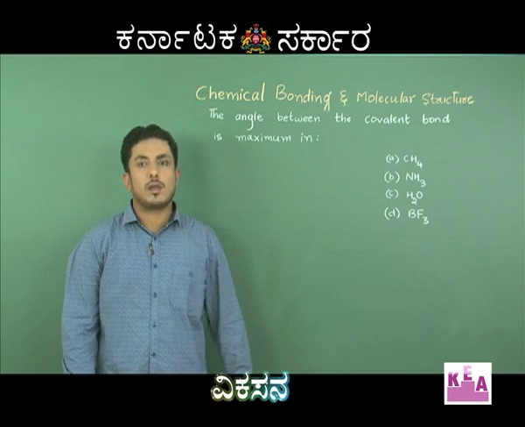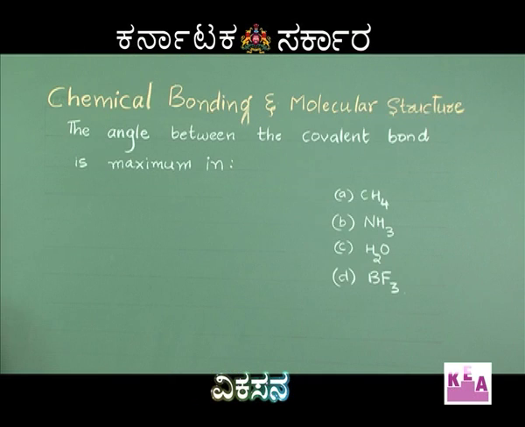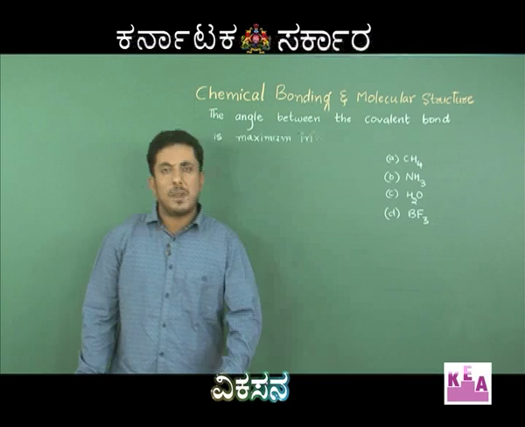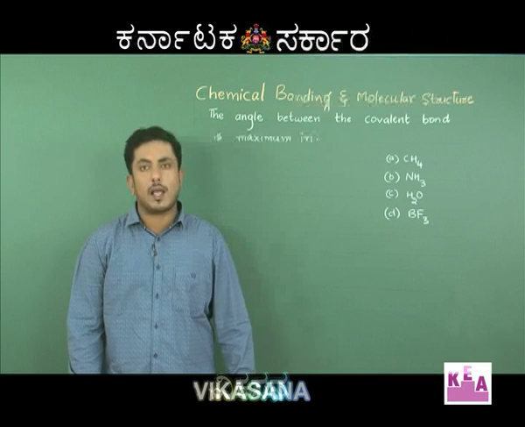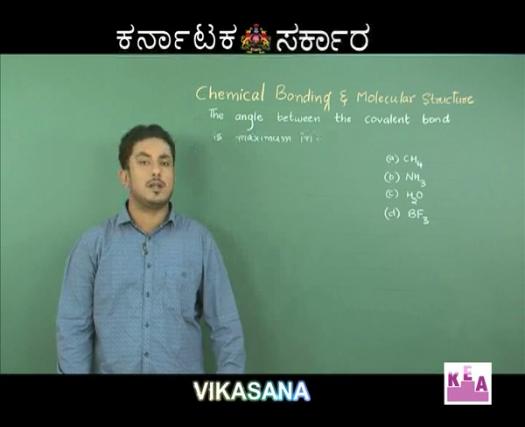The next question deals with predicting the bond angles. The angle between the covalent bonds is maximum in option A CH4, option B NH3, option C H2O, option D BF3. The basic information regarding the bond angle can be obtained from the hybridization itself.